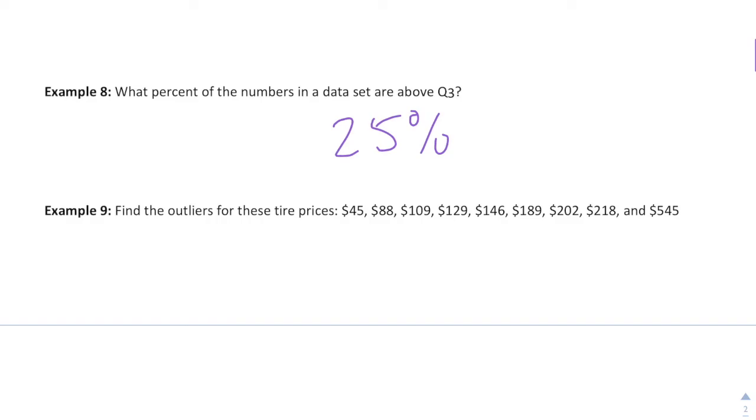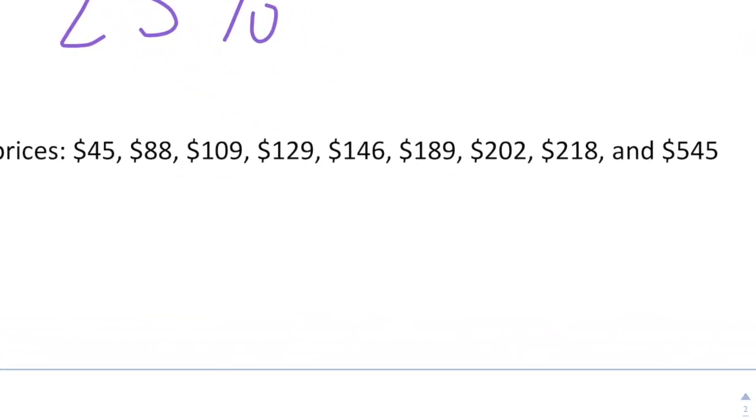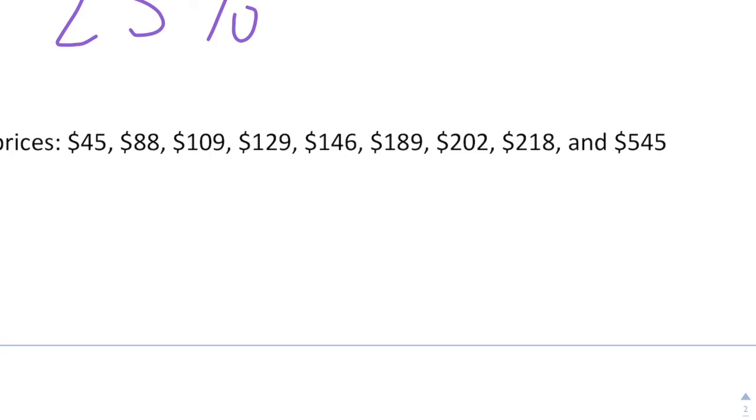This one doesn't have quartiles. This one just has to find the outliers. And so the final problem here is to find the outliers. And so what you're doing is you're looking for a number that is significantly less or significantly more than the rest of your data. And I would say this one's a little tricky. I wouldn't give you a problem that's this sort of, you could go either way.